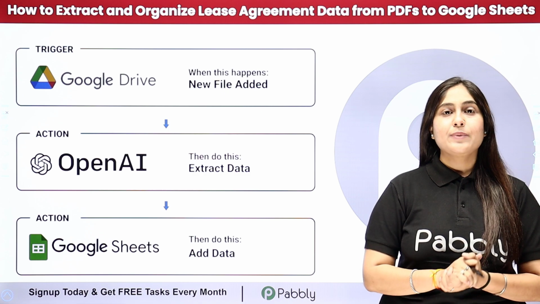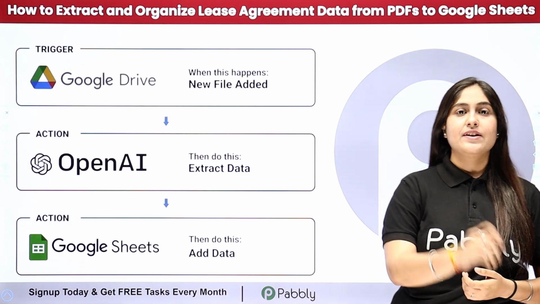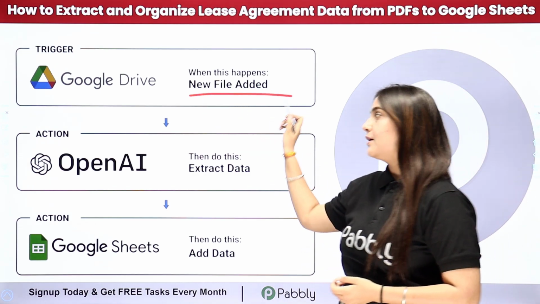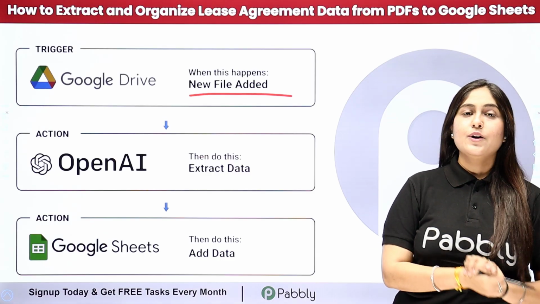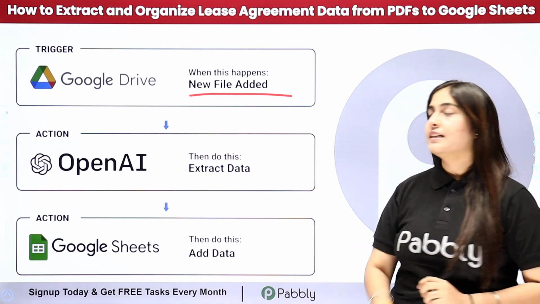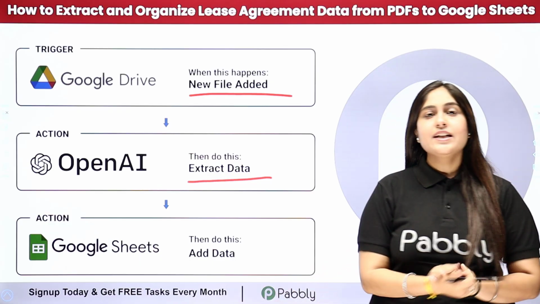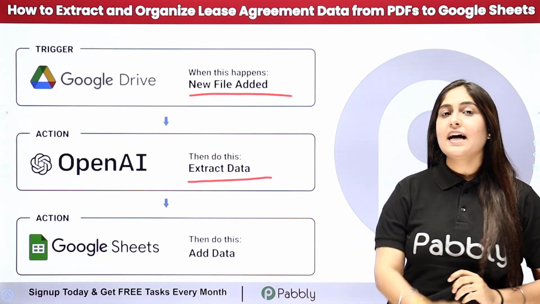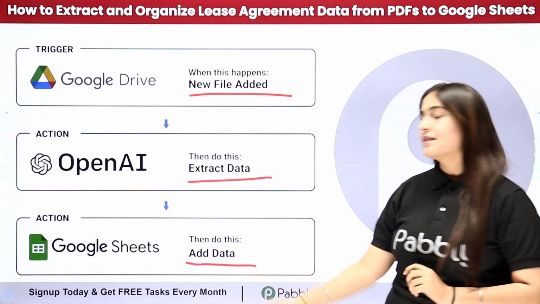So now here to automate the entire process, my objective is that when I'm going to add a new file in my Google Drive, then automatically OpenAI should read the file and extract the details from that file, and after extracting the details, automatically that detail should be added in my Google Sheets as a new row.